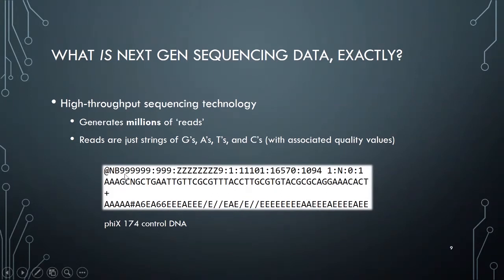The first line is just information about the sequencer and the location of that fragment of DNA on the sequencer. And then the second line is the actual sequence of data. The third line is just a delimiter, a plus sign, and then the fourth is the associated quality values with those bases. And in this case, this is just a 5x control DNA sequence.